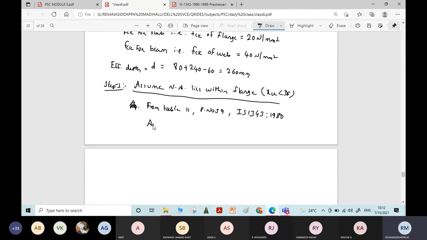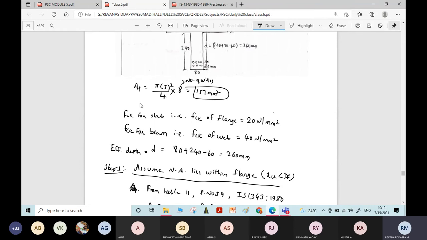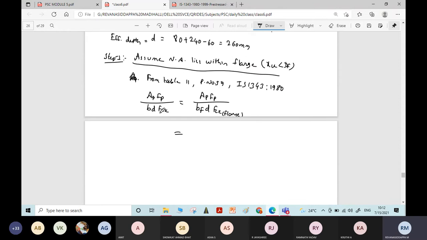IS 1343 1980. Ap fp divided by b d fck is equal to Ap fp divided by b, the width of flange, into d into fck of flange, because we have assumed the neutral axis lies within the flange. Ap fp value is given. In the given data you can write fp is equal to 1600 Newton per mm square, ultimate tensile strength.